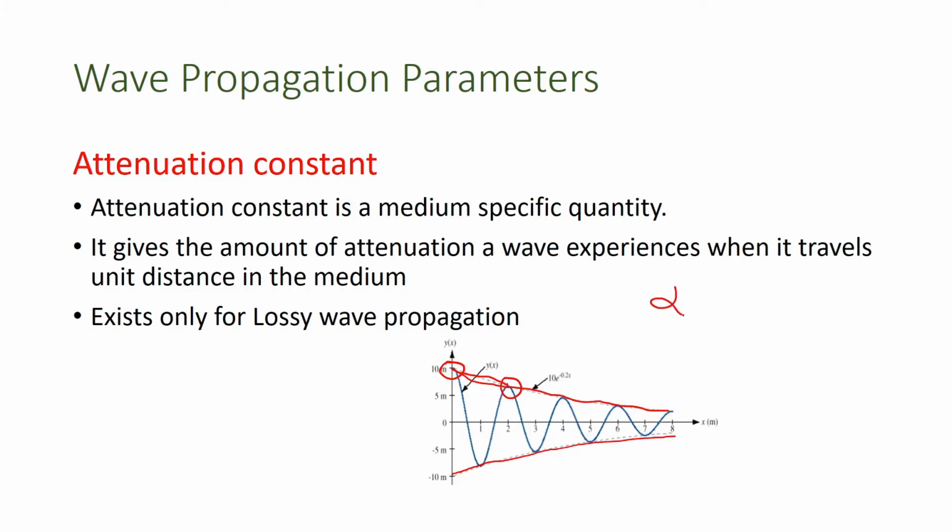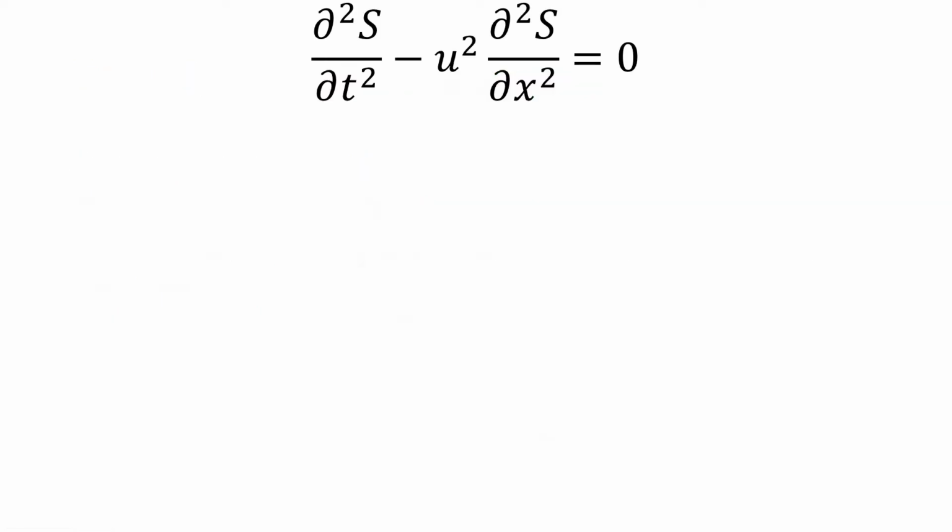It is represented using alpha, and its value we would discuss in the next slides. This is the wave equation which we have seen in our first slide. This is relating time variations of a scalar wave to space variations of the same. But if we assume that the scalar wave which we are discussing is time harmonic in nature, then I can remove the time variations using its phasor form.